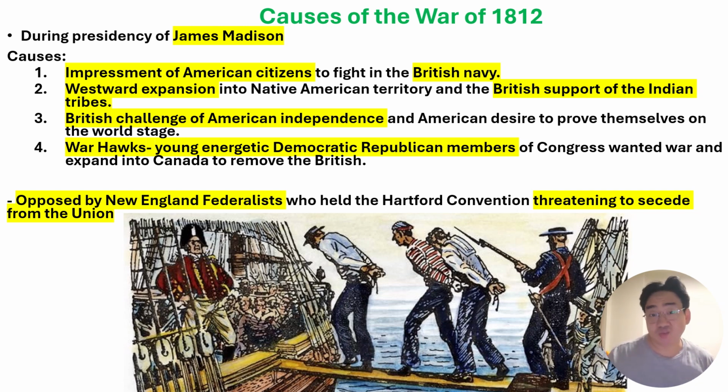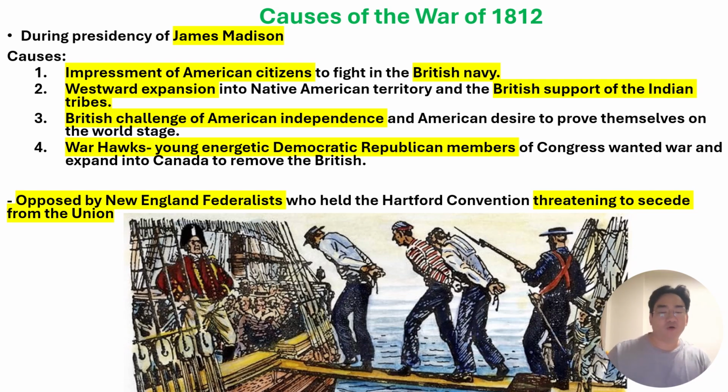Some of those tensions with Great Britain were the impressment of American sailors, if you recall from previous units, how the British were kidnapping American sailors. As the settlers in the United States were moving westward, the British were aiding the Native Americans in their fight against those settlers. The British were still unhappy about the fact that they had to lose their 13 colonies.